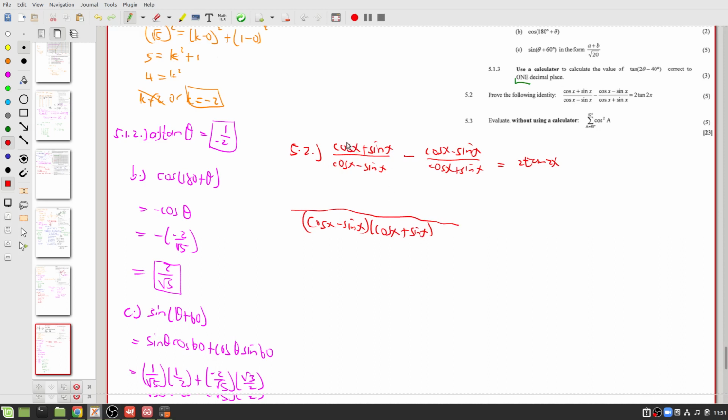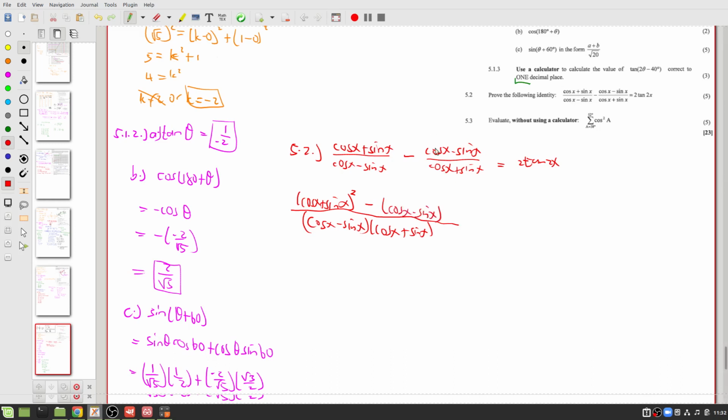Now at the top, this one was cos x plus sin x. So what do we need to multiply this fraction with? Right, we need to still multiply with cos x plus sin x. It already has the cos x minus sin x, so we need to multiply it with this. That's exactly the same, so I'm just going to write squared. So cos x plus sin x times cos x plus sin x. Minus, and here we had cos x minus sin x.